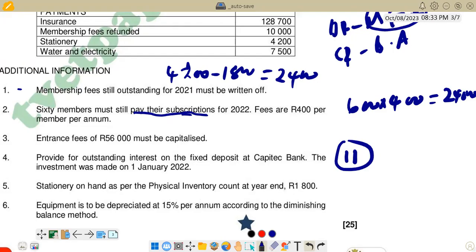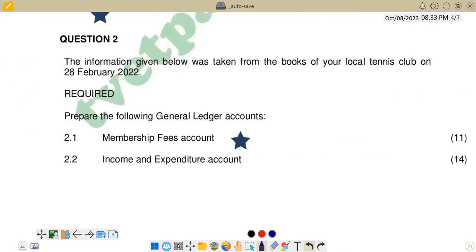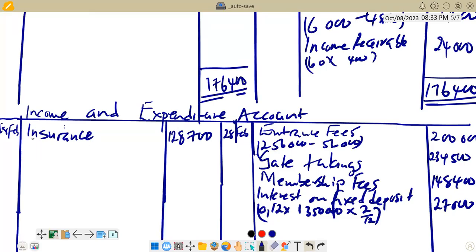So we go there again. This was in stationery, and we say 4,200 minus 1,800. If you calculate that correctly, you get 2,400.